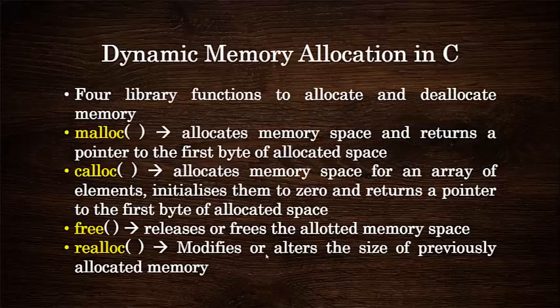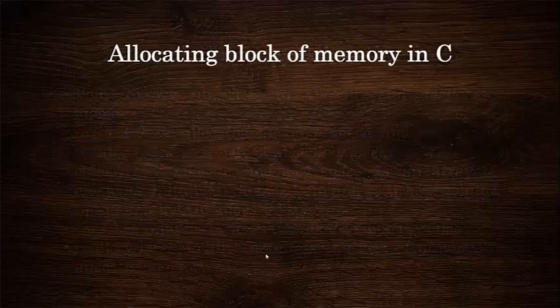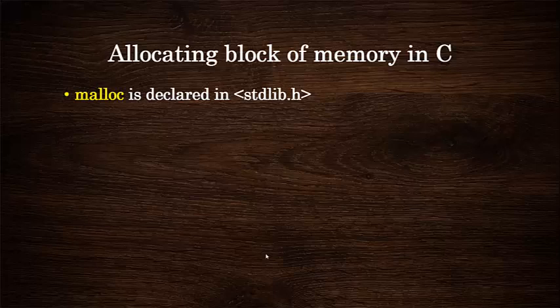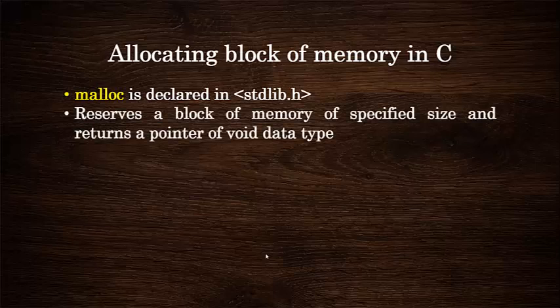So next we are going to see how you can allocate a memory block in C. As I told you, malloc has been declared in the header stdlib.h, the standard library. It reserves a block of memory of a specified size and then returns a pointer which is of void data type. Now remember, this is very important. Here we are talking about the pointer that is getting returned being of a void data type.